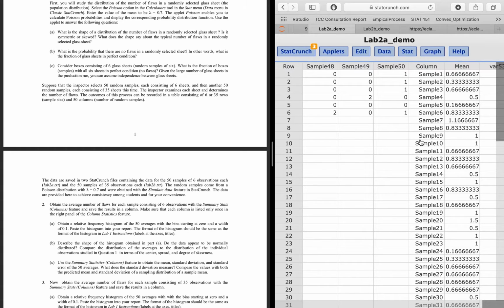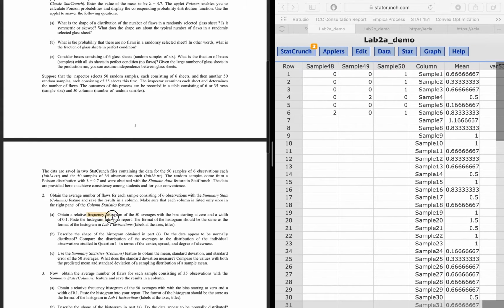The first column is the sample name. The second column is the mean, the average amount of flaws contained in each sample. And remember, in this case, the sample size is 6. Sample size here is the number of sheets in each sample. We have 50 samples, each sample contains 6 sheets, so sample size is 6. So we have the average now, and 2a asks us to get a relative frequency histogram.